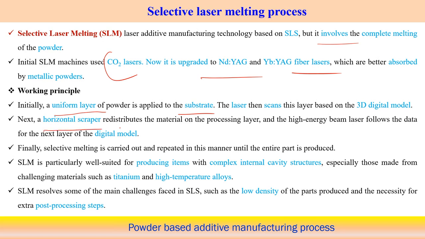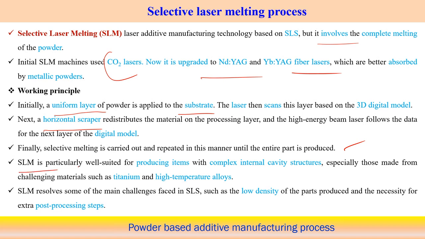So we use the horizontal scraper to redistribute the powder to make it a uniform thickness throughout the bed, and then we go for the next layer. Selective melting is carried out and repeated in this manner. That means we repeat the same phenomena for each and every layer until the completion of the complete 3D product.